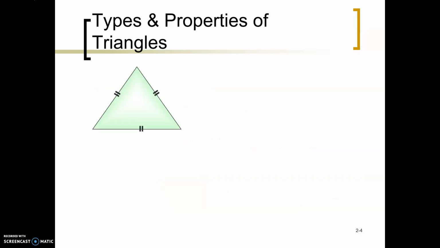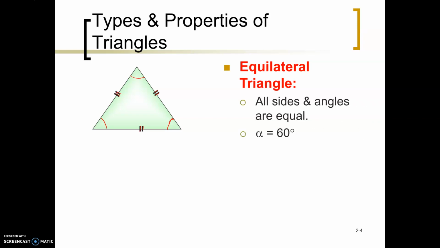An equilateral triangle has 3 equal sides. Here it has been shown with little ticks to show these 3 sides are equal. If all 3 sides are equal, then all 3 angles must be equal. If all 3 angles are equal and they have to add up to 180 degrees, then each one must be 60 degrees.